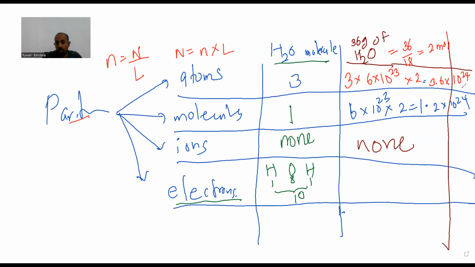Right. Last one. Number of electrons. Shall I tell? One atom you have 10. So in 1 mole, 6 into 10 to the power 23, and 2 moles is answer into 2. 1.2 into 10 to the power 25.